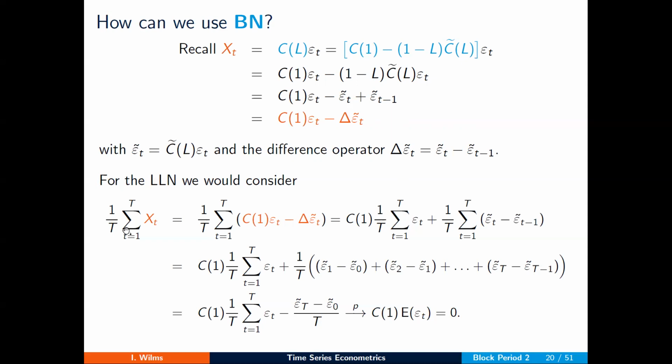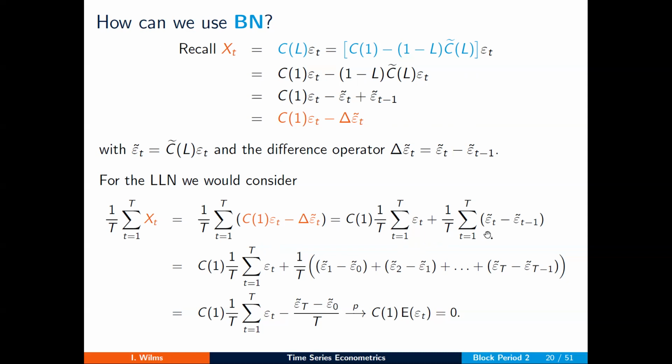For the law of large numbers, we will then need to look at our average, so the average of the x_t's, where I plug in the expression for x_t that we derived above, the red one over here. And so after plugging in this expression for x_t, we need to work out this sum over here. Let's separate both terms. For the first term, I can take C(1) out of the sum since it doesn't depend on t, to have then C(1) times 1 over T and the sum of the errors.